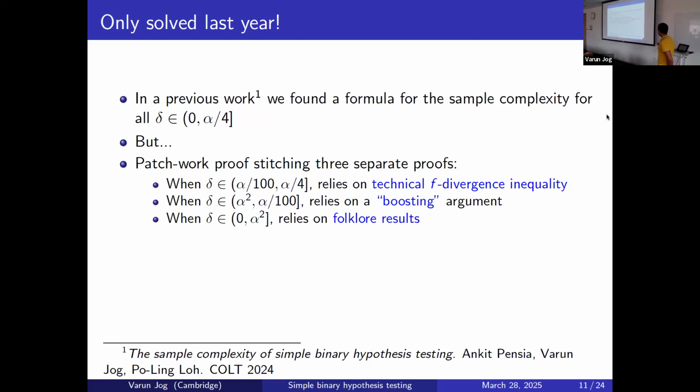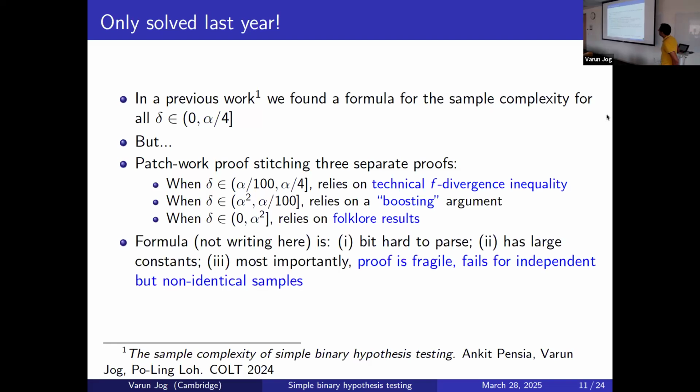In each regime we had some formula, and these formulae look very, very different. I'm not writing the formula here, but the main drawbacks of that result were that it was hard to parse. It was hard to understand what exactly is determining the sample complexity. The constants involved are very large. As I said, we want to find sample complexity up to universal constants, and the constants there were about 200.